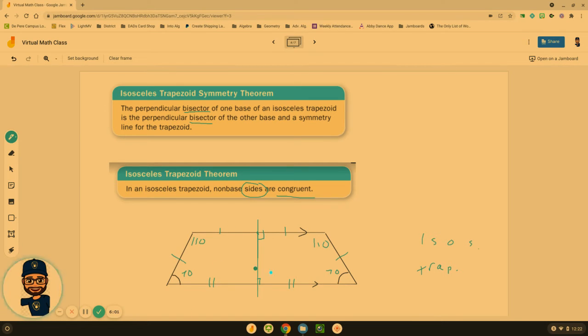Okay, and that becomes our line of symmetry. But it has to be a perpendicular bisector, meaning it intersects at 90 degrees and it bisects the base into two equal halves. Now we use a lot of this to then find missing parts in different types of trapezoids.